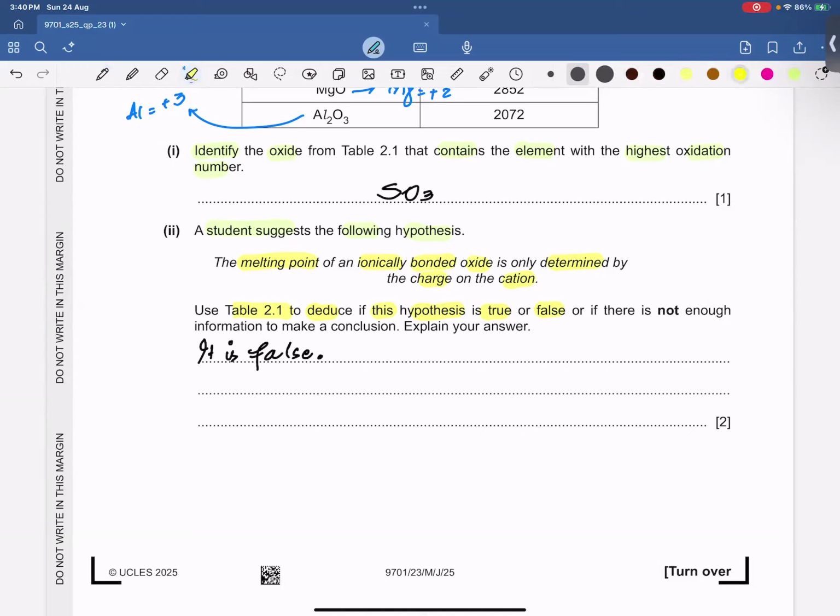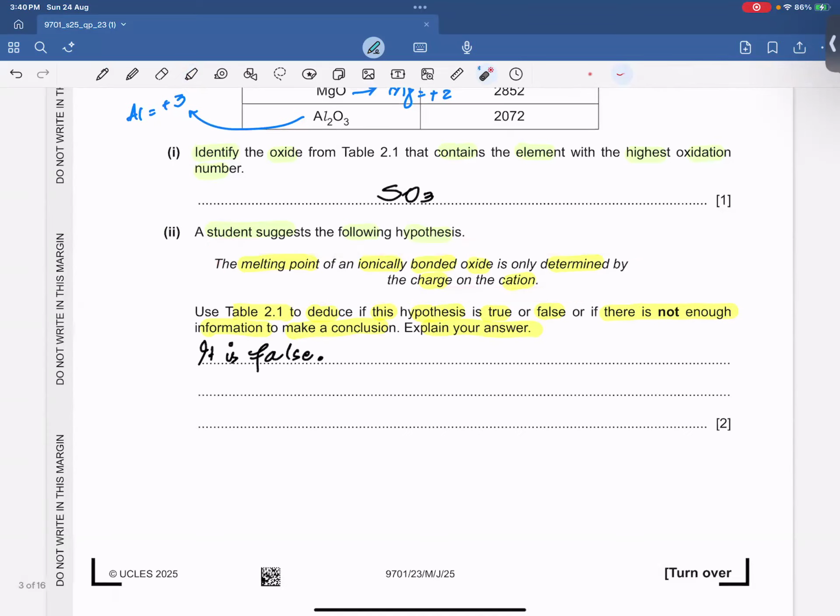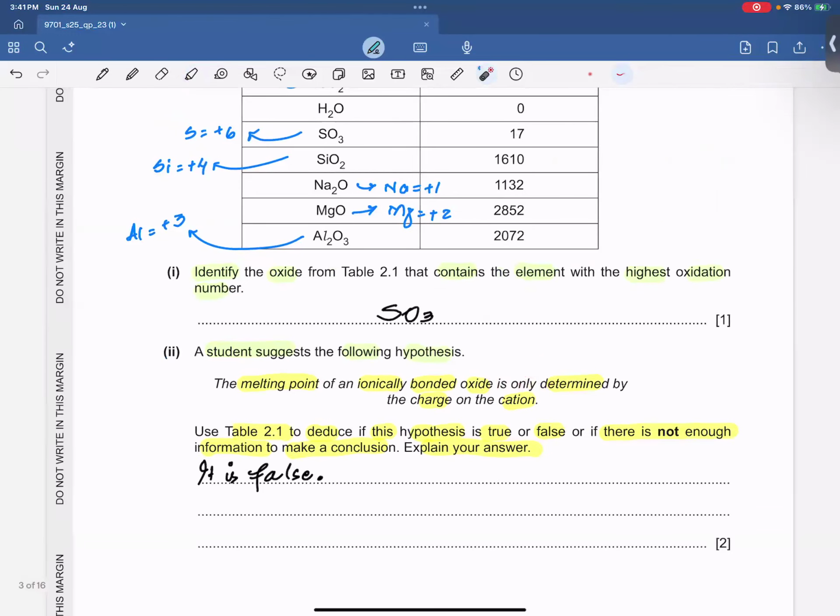Now the next part of the question is, if there is not enough information to make a conclusion, explain your answer. If this is the case, then according to this statement, aluminum oxide should have a higher melting point as compared to magnesium oxide, since the aluminum ion has a higher charge as compared to the magnesium ion. But look at the data, and the data gives you another sort of information. The melting point of magnesium oxide is greater than that of aluminum oxide, despite the fact that aluminum has a higher charge as compared to the magnesium ion, which means this hypothesis is invalid and incomplete also. Okay.